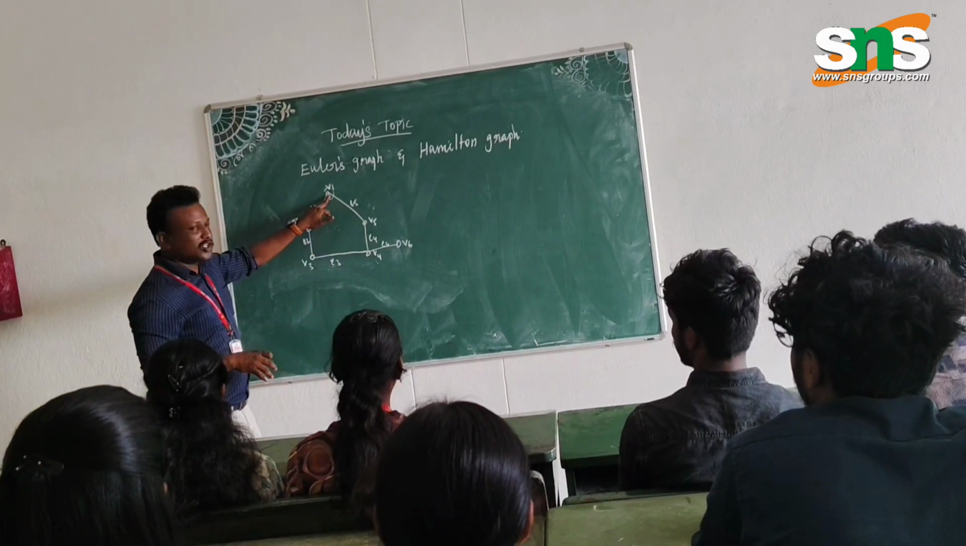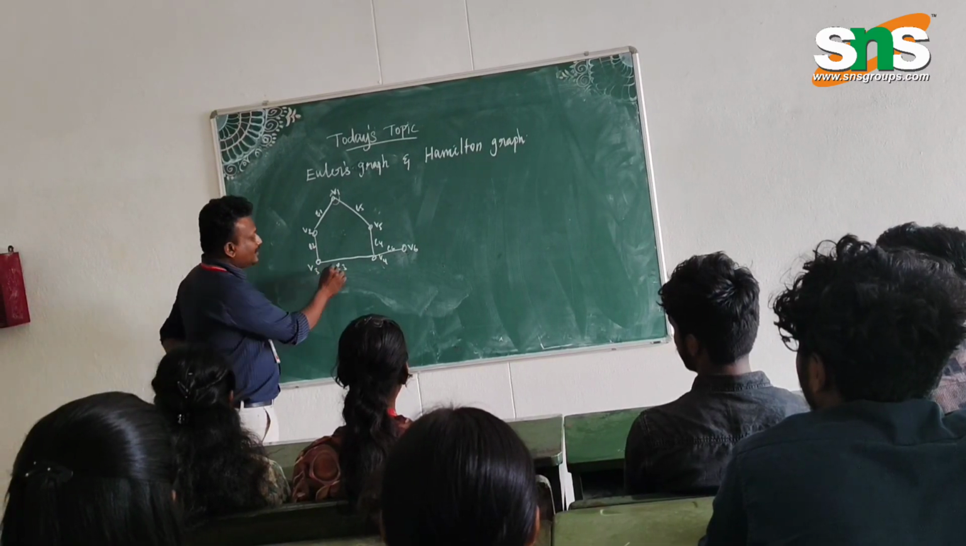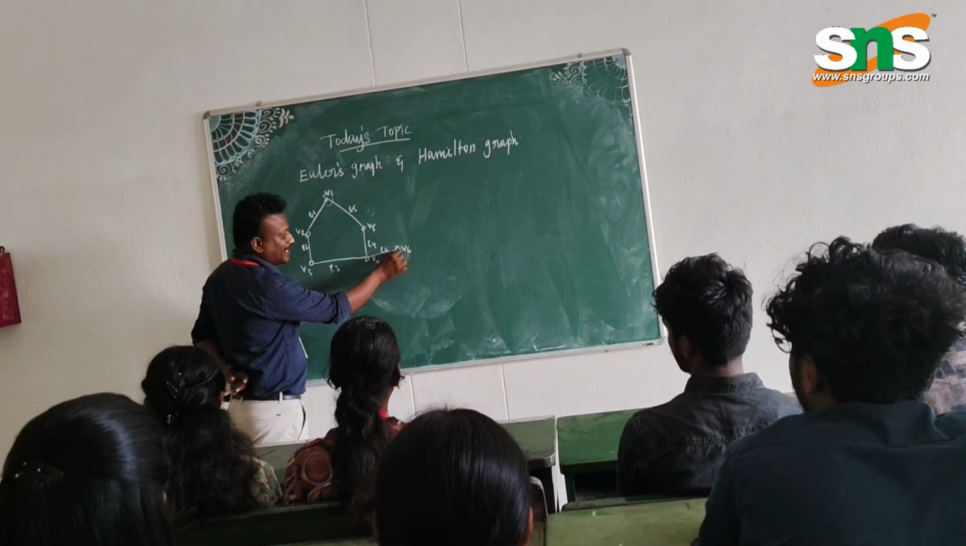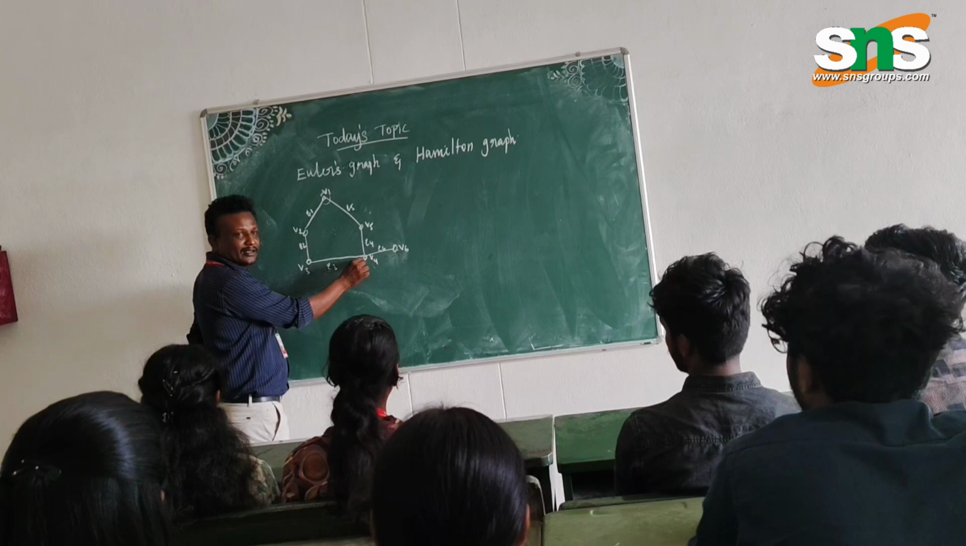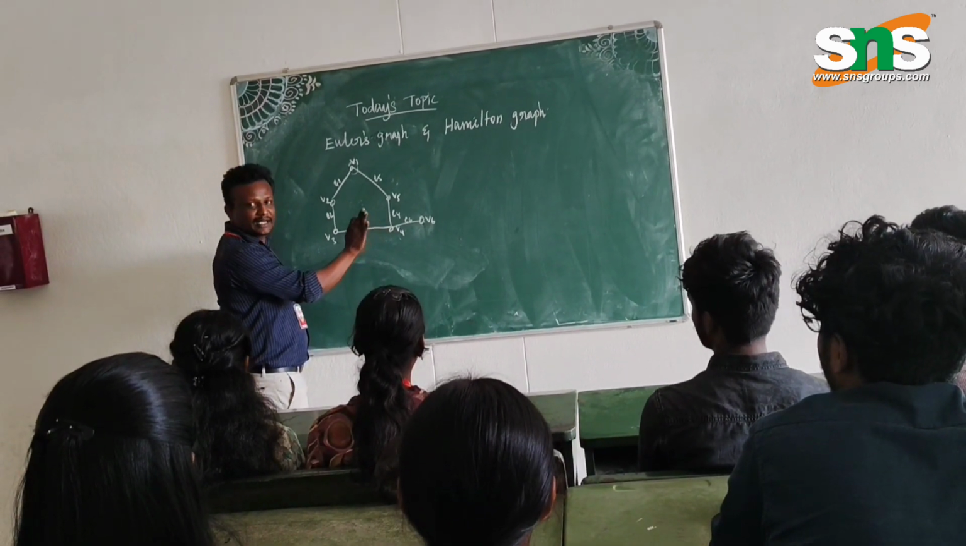Now, let us start working. This is the starting point. Then you can come to here, then here, then go to here, then go to here. Again, you have to come to here. Here vertices are repeating. So this graph is not Hamiltonian.